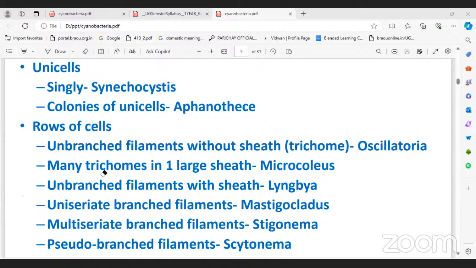And many trichomes in a large sheath. Many trichomes. That means in Oscillatoria it is singular, it's not a group. But if many trichomes form a group, that is called Microcoleus. And the next one, unbranched filamentous with sheath, Lyngbya. Without sheath they are called trichomes, and unbranched filaments with sheath. First one without sheath, and second one with sheath. That means, actually, what happened here?